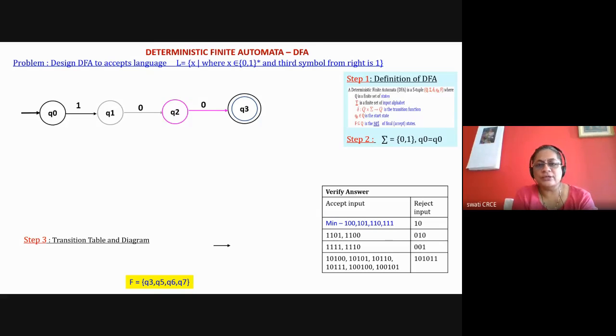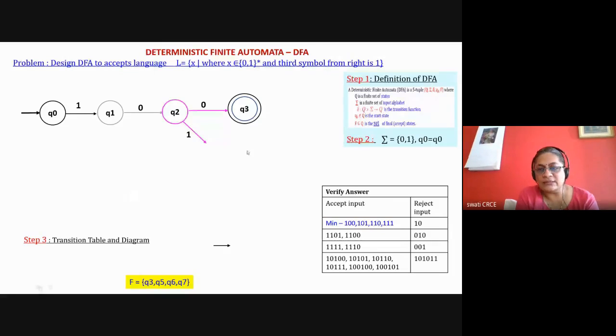For 101, from where should I draw the diagram? In the state Q0, if there is any 0, it will be Q0, correct. It will be Q0.